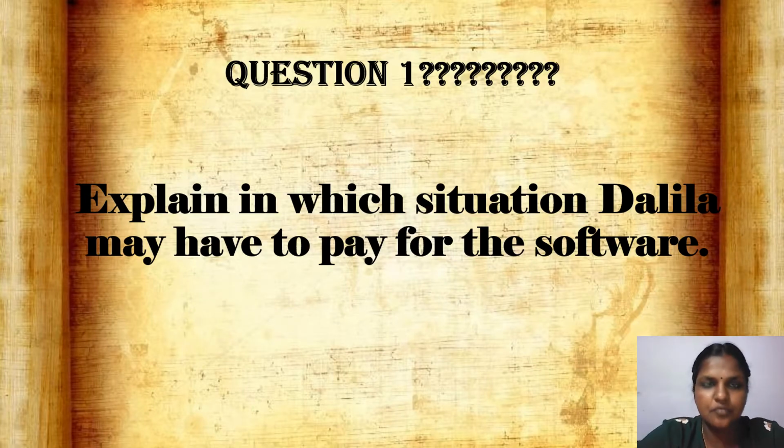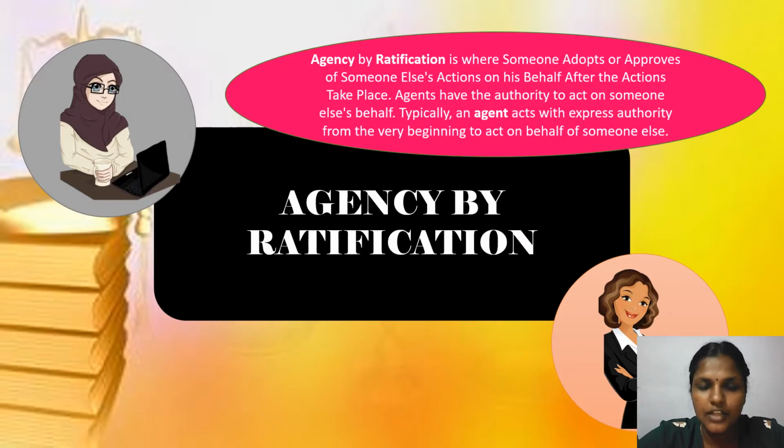This is the first question: explain in which situation Dalila may have to pay for the software. Generally, an agency may be created in the following ways: by express appointment by the principal, by implied appointment, by ratification, by necessity, and by estoppel. For this question, the answer is agency by ratification, which is confirming the action of the agent or prospective agent which was originally done without authority.